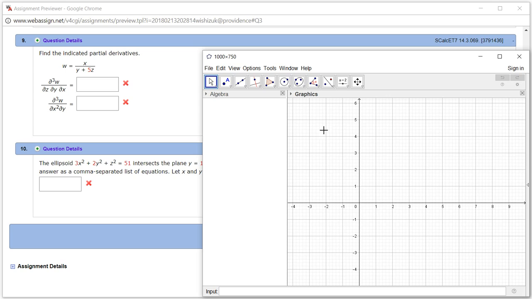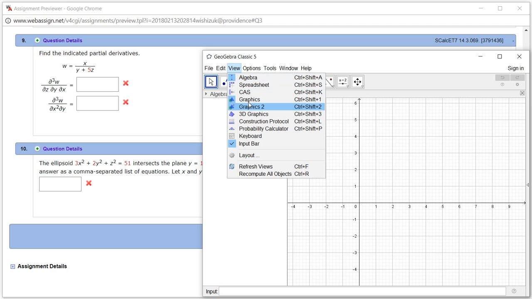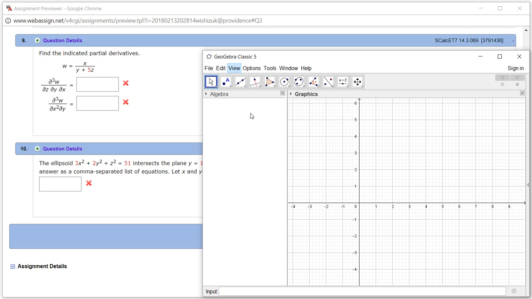I'm going to open up GeoGebra and then go to View, and open up a 3D graphics. And I can probably close the regular graphics. Oh, sorry, I actually turn it off.